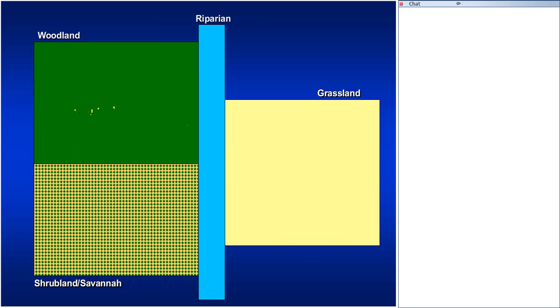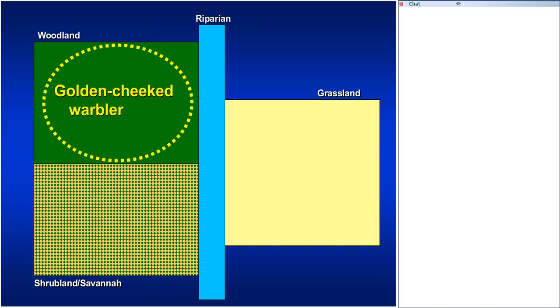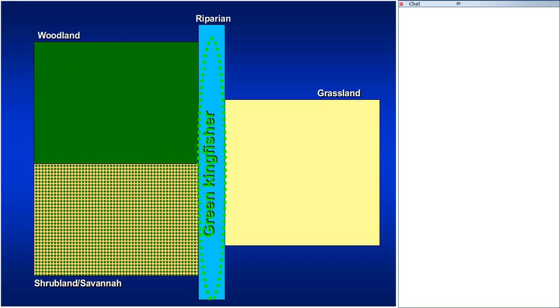An example in the hill country of a bird that's really associated with dense woodlands is golden-cheeked warblers, but there could be a variety of woodland-specific birds. But in the case of golden cheeks, that's their primary area for nesting, their primary habitat area. Another good example for the hill country is a green kingfisher, really associated with riparian or streamside habitat, and really not found in any of the other adjacent areas. So that would be specific to the riparian habitat.